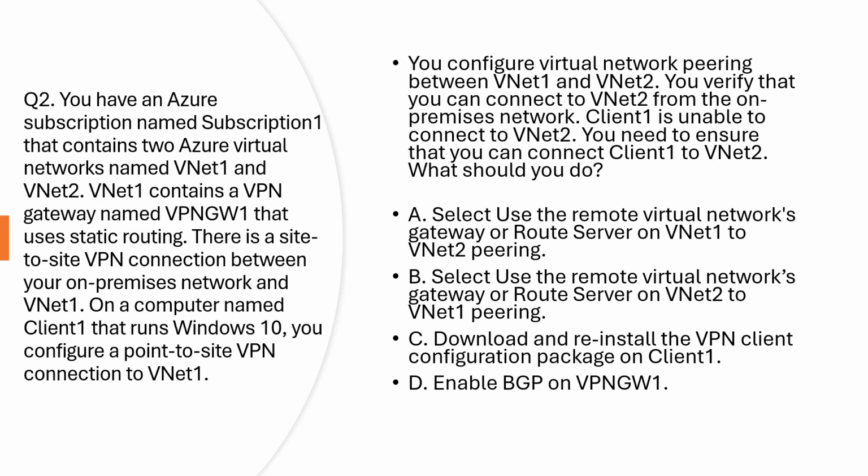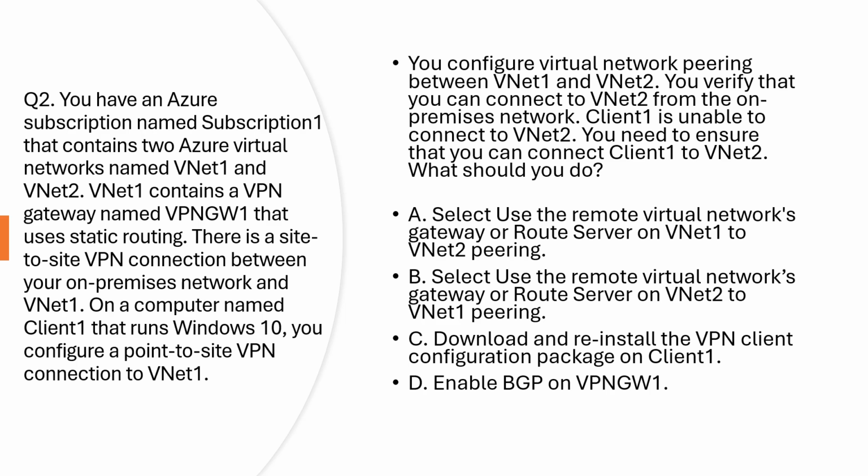Question 2. You have an Azure subscription named Subscription 1 that contains 2 Azure virtual networks named VNet1 and VNet2. VNet1 contains a VPN gateway named VPN-GW1 that uses static routing. There is a site-to-site VPN connection between your on-premises network and VNet1. On a computer named Client 1 that runs Windows 10, you configure a point-to-site VPN connection to VNet1. You configure virtual network peering between VNet1 and VNet2.